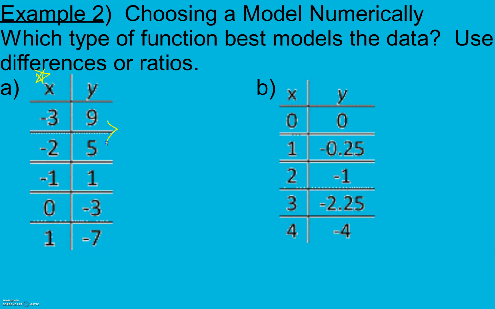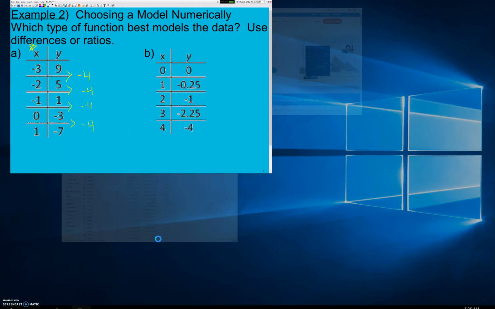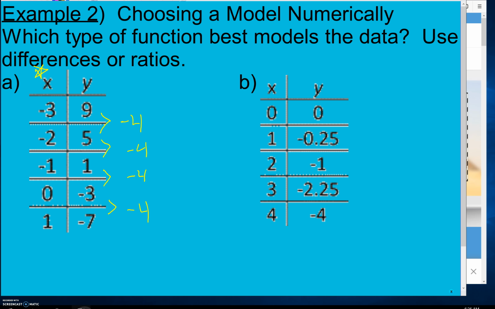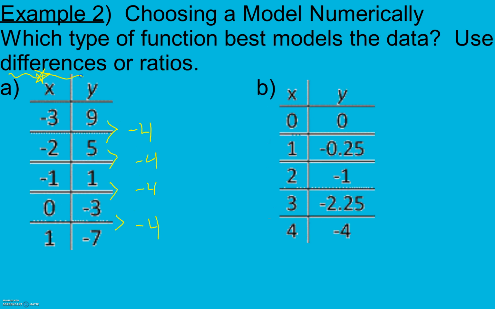To go from 9 to 5, I subtract 4. 5 to 1, I subtract 4. 1 to -3, subtract 4. -3 to -7, I also subtract 4. So since I have a common difference here, this is linear.